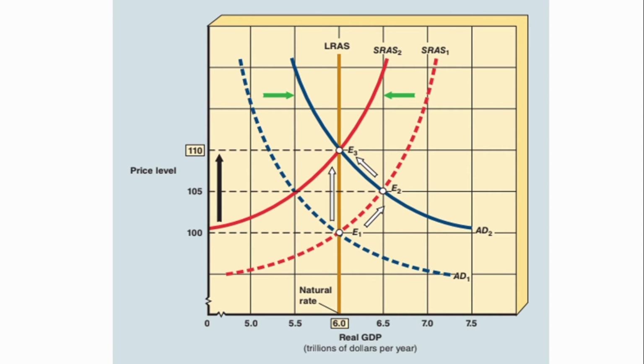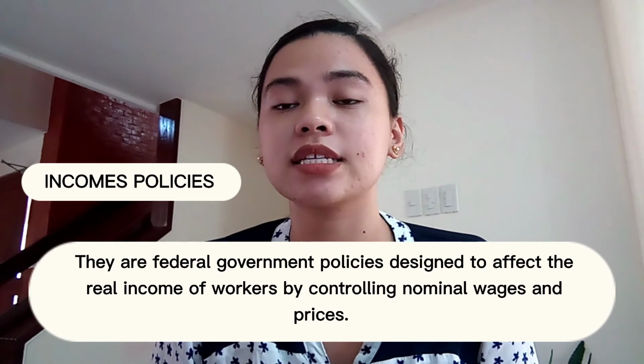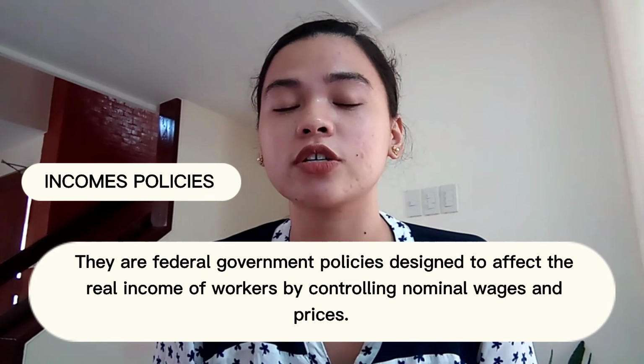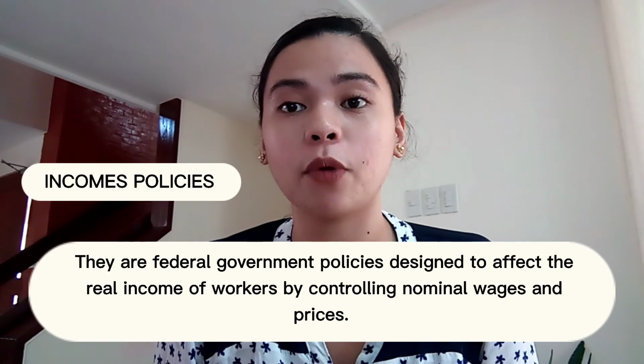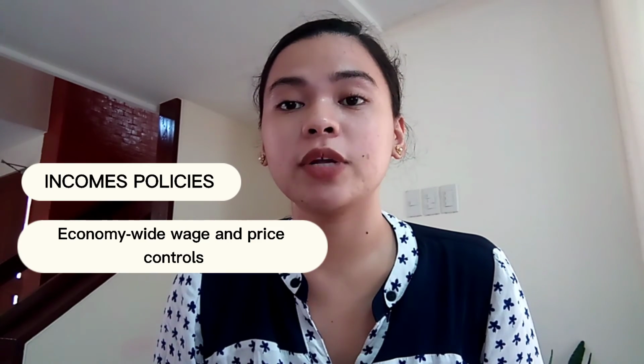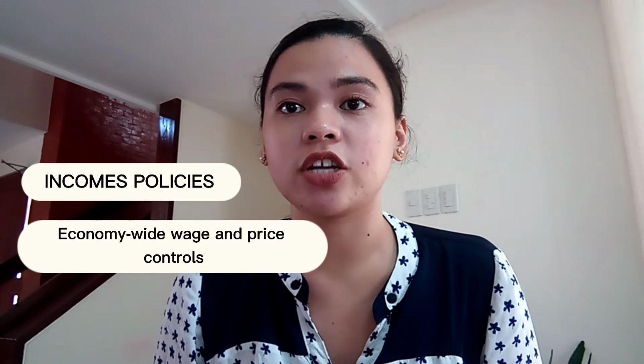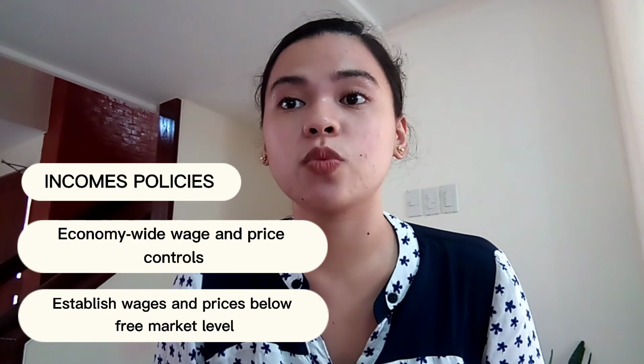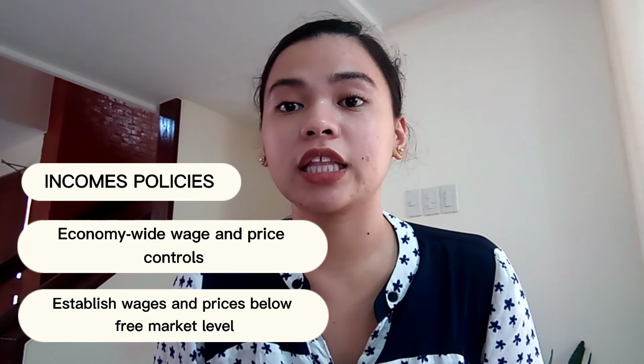The result of Keynesian expansionary policies under both theories is that inflation becomes worse and there is no effect on real GDP or employment. Now we move on to our next topic, which is the incomes policies. Incomes policies are federal government policies designed to affect the real incomes of workers by controlling nominal wages and prices. These are economy-wide wage and price controls, most commonly instituted as a response to inflation, and usually seeking to establish wages and prices below free market level.